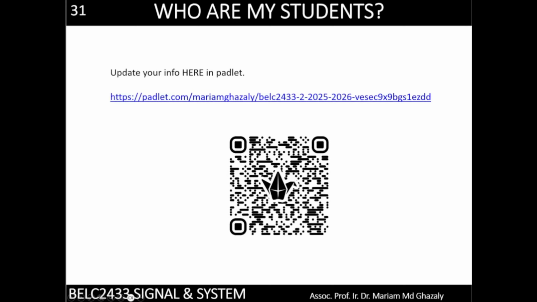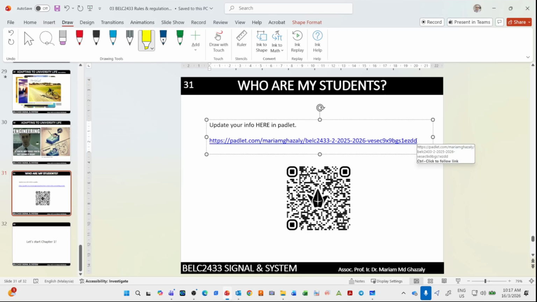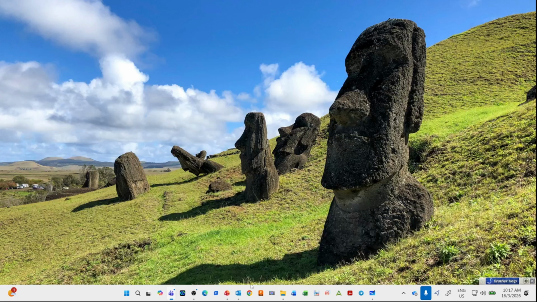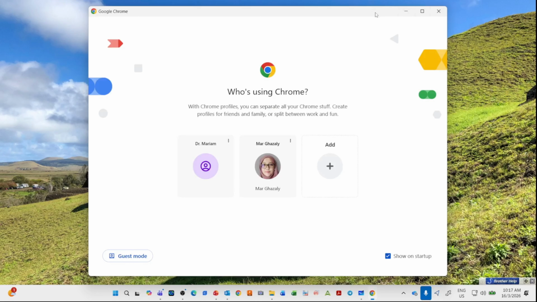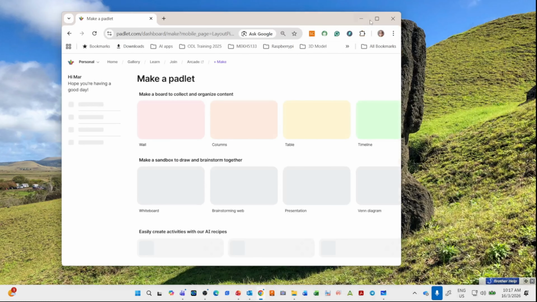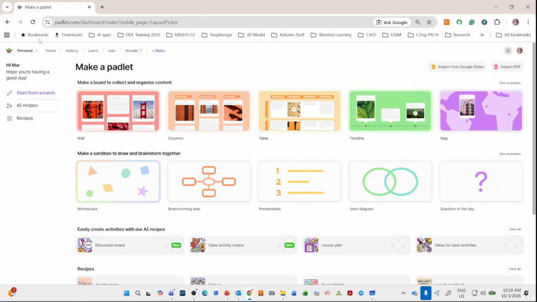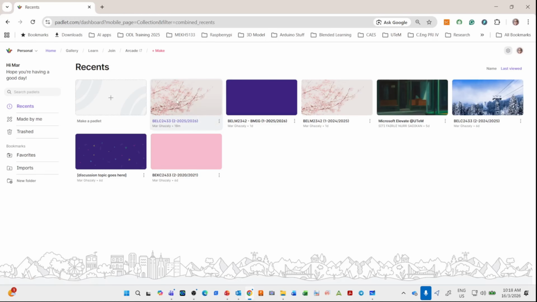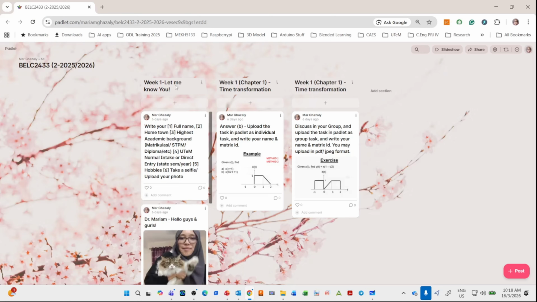So go to the Padlet. This Padlet, you can go to uLearn, under Activity 1.3, or you can scan this QR code. I'm going to paste this in the chat. So click there on the Padlet. Okay, go to that Padlet. Open the Padlet. You will see week 1. No, week 1? Wait, where is the Padlet? Okay, Padlet. This one. So you see that one, let me know you.